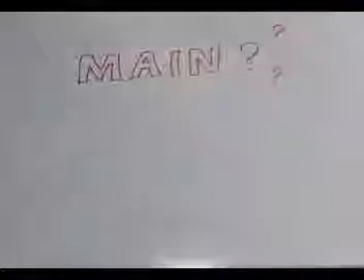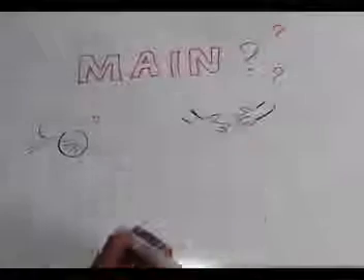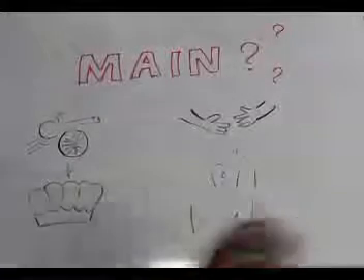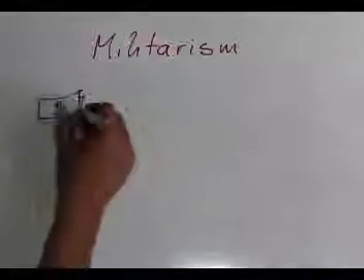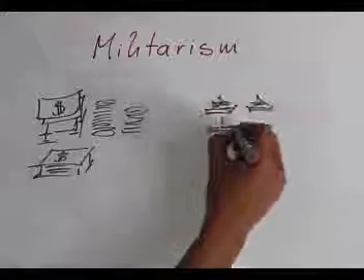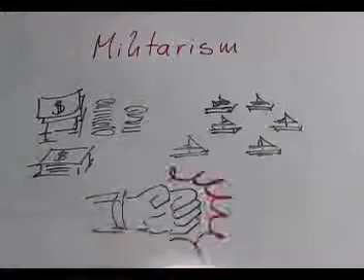What's MAIN? MAIN stands for the four principal causes of World War I: militarism, alliances, imperialism, and nationalism. Militarism denoted a rise in military expenditure, an increase in military and naval forces, and a preference for force as a solution to problems.